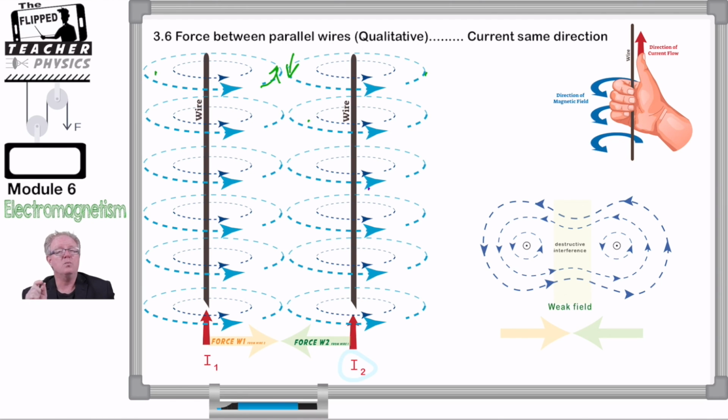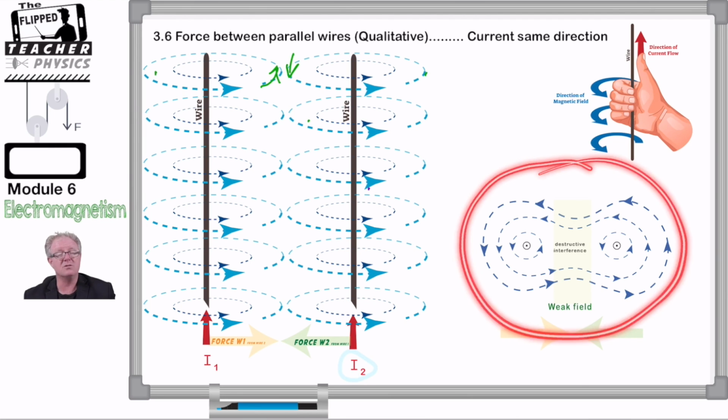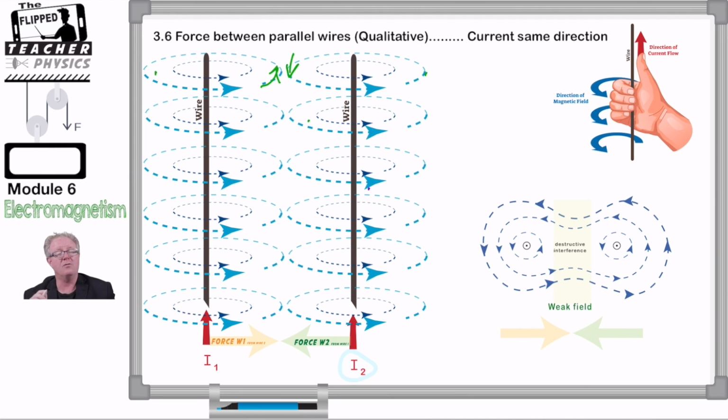Parallel wires with current going in the same direction attract. And we can explain that in two different ways. We can either explain it in terms of our right hand palm rule and our right hand grip rule, or we can explain it in terms of fields, in terms of interference, destructive and constructive interference. So there's two ways in which we can do that.